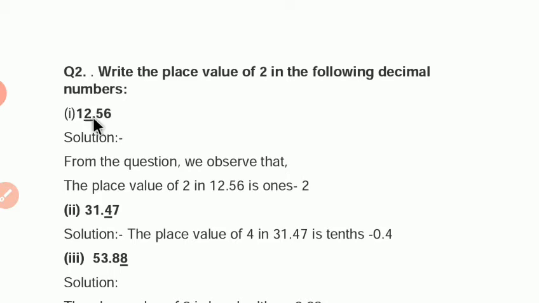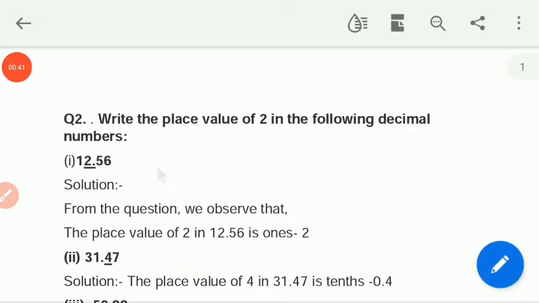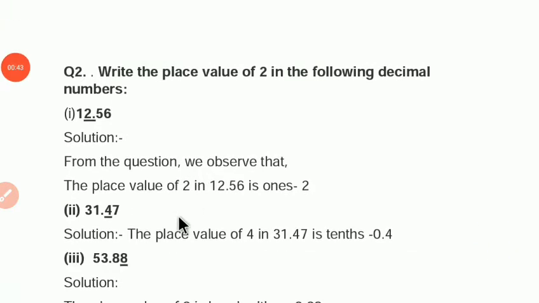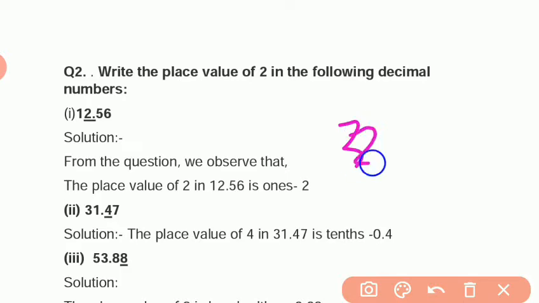So before the decimal, the place value starts from 1. So you can see, what is the place value of 2? Here ones, tens. It means it is ones. And ones means 2 into 1, which is equal to 2. So the place value of 2 here is 2.